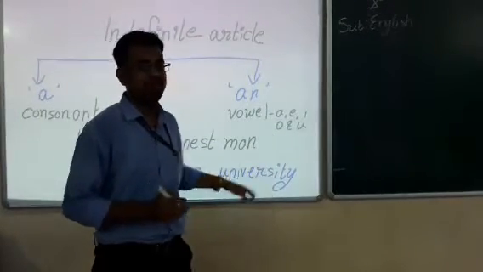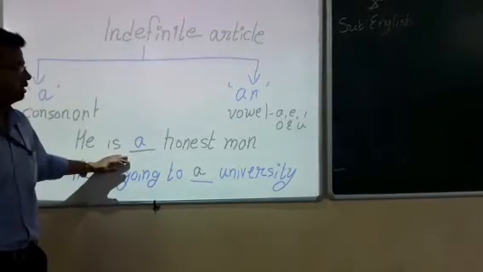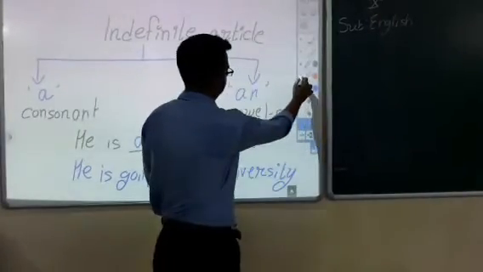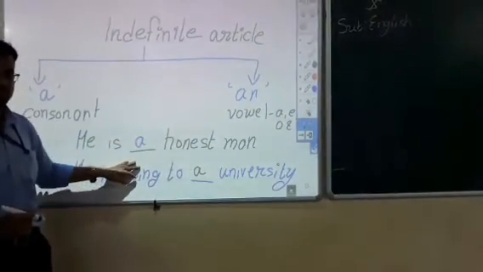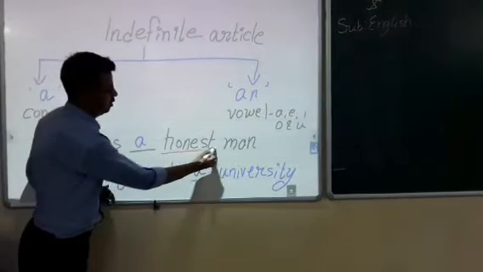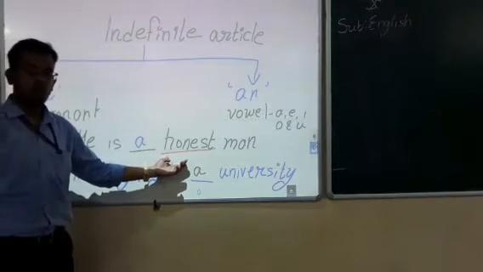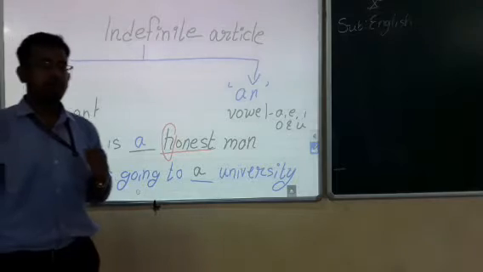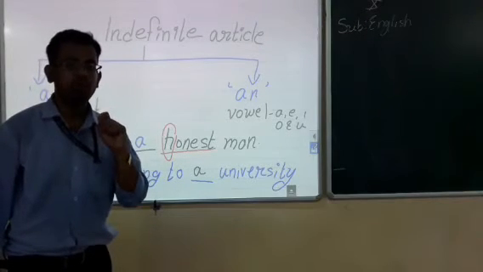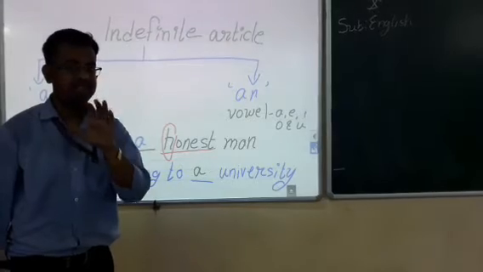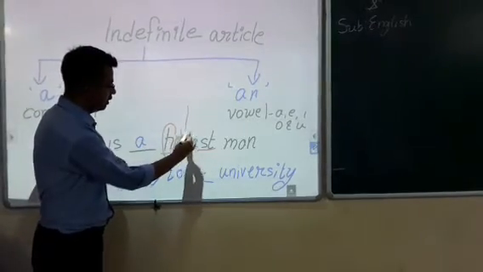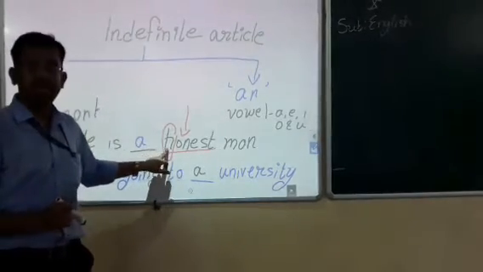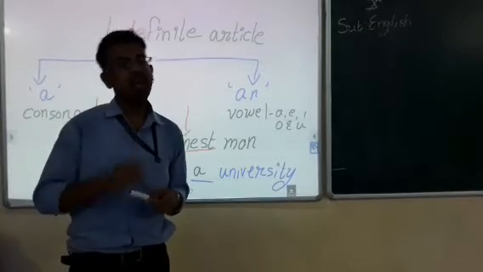Here I have written two examples. He is a honest man. In this sentence, the word honest starts with the letter H. But if we look at the sound, it starts with the O sound. Emphasis is on O. So whenever there is a word, we do not look at the first letter, but at the pronunciation, that we have to look at.